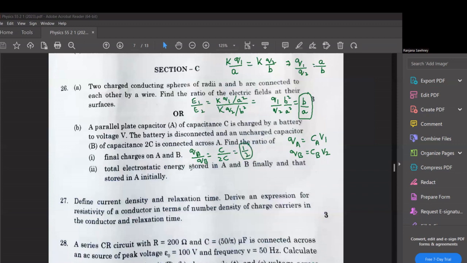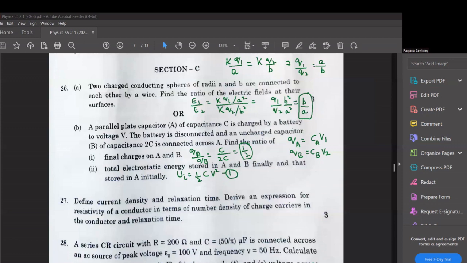Okay, B part: the total electrostatic energy in A and B, and that stored in A initially. Let's find out the electrostatic energy stored initially. Initially in capacitor A it will be equal to half C1 V1 square, and V1 is equal to V. So this is the initial energy stored in the capacitor A.